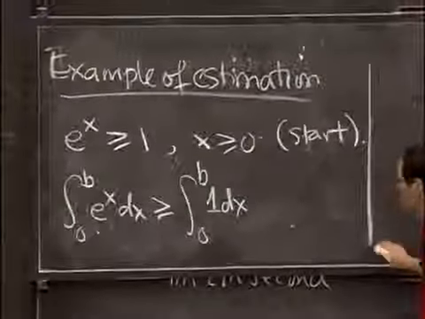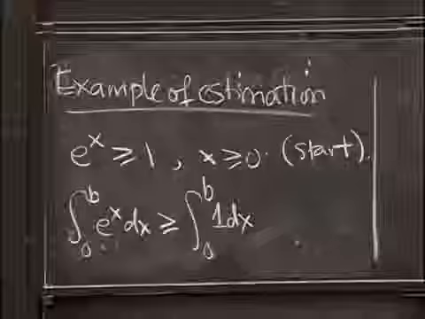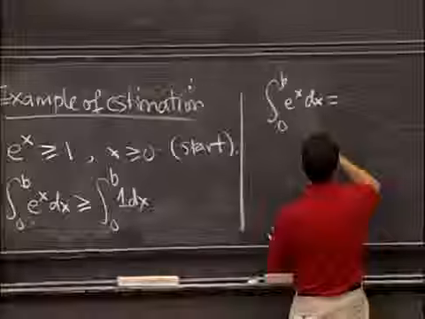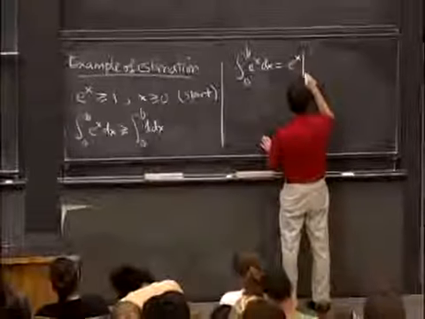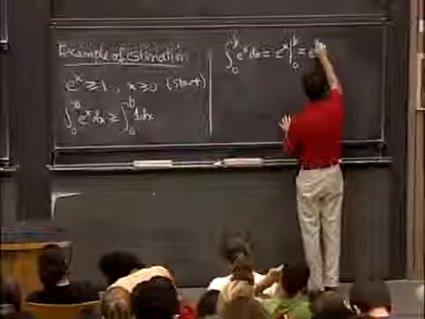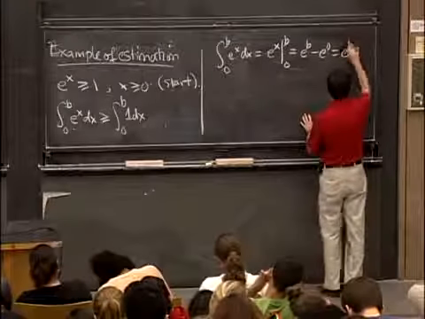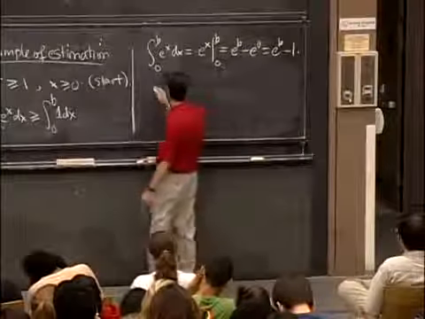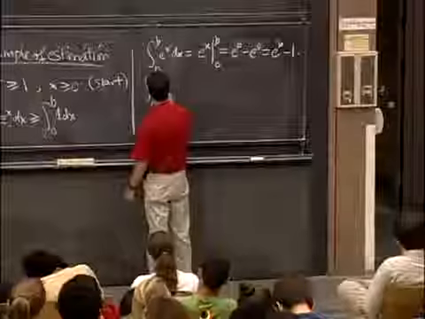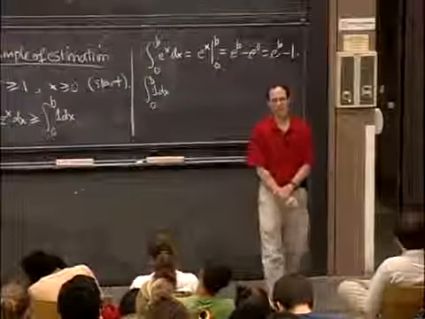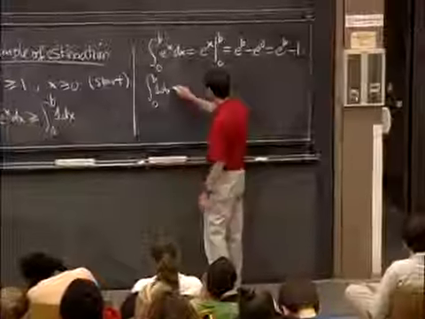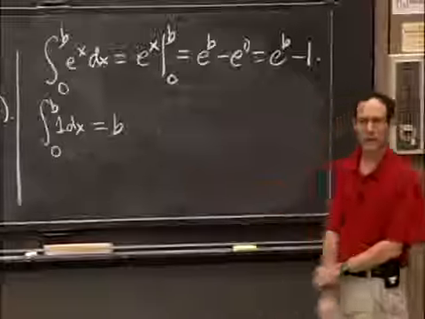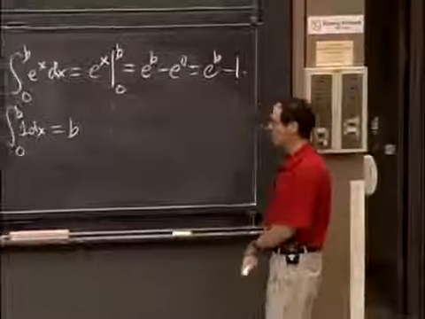All right, let's work out what each of these is. The first one, e to the x dx, the antiderivative is e to the x, evaluated at 0 and b. So that's e to the b minus e to the 0, which is e to the b minus 1. The other one, you're supposed to be able to get by the rectangle law. This is one rectangle of base b and height 1. So the answer is b. Or you can do it by antiderivatives. But it's b.